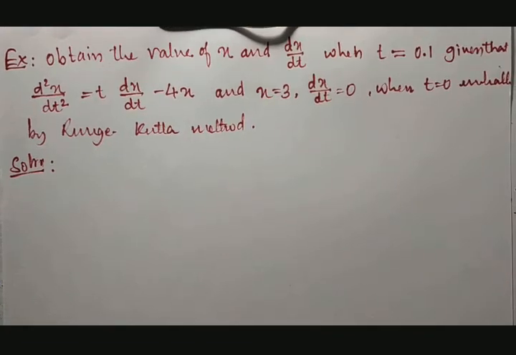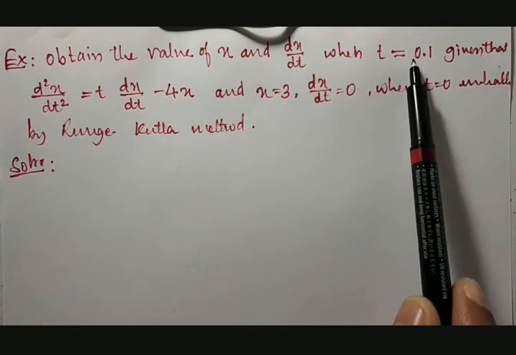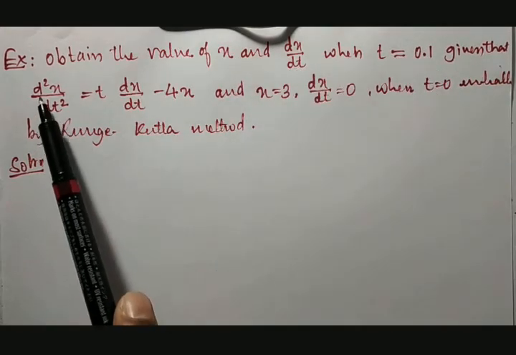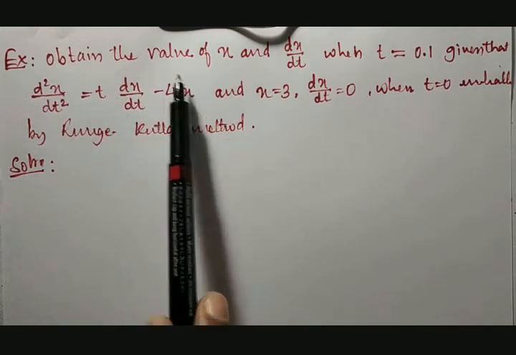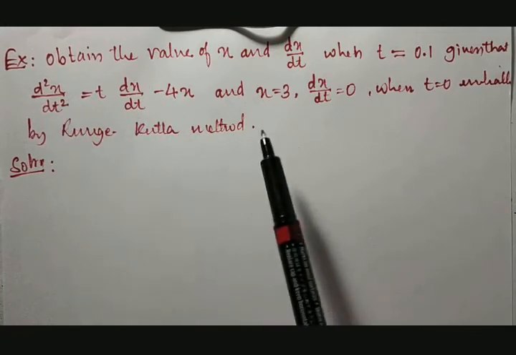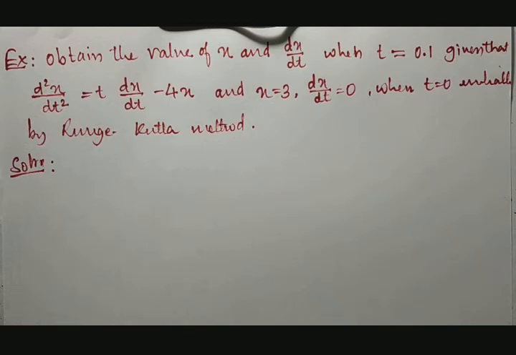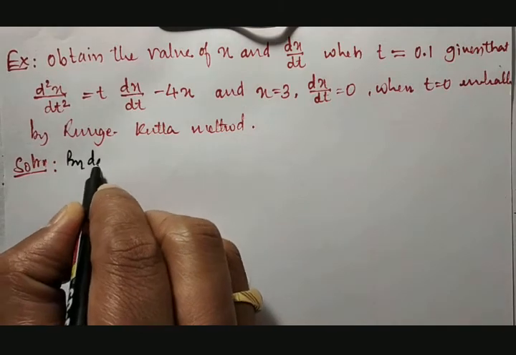In this session, we are going to discuss an example of obtaining the value of x and dx by dt when t is equal to 0.1. Given that d square x by dt square is equal to t into dx by dt minus 4x. This is a second order differential equation where x is a function and t is a variable. And x is equal to 3, dx by dt is equal to 0 when t is equal to 0 initially, by using RK method. So first I'll be taking the things from the given data.